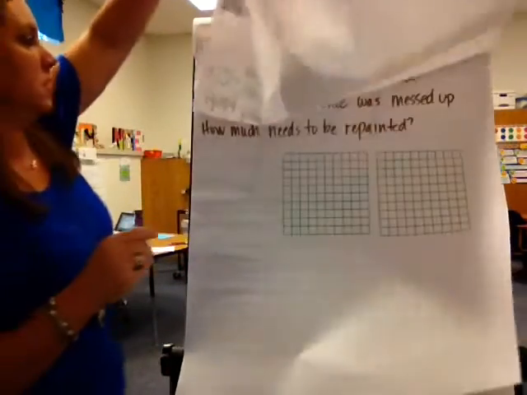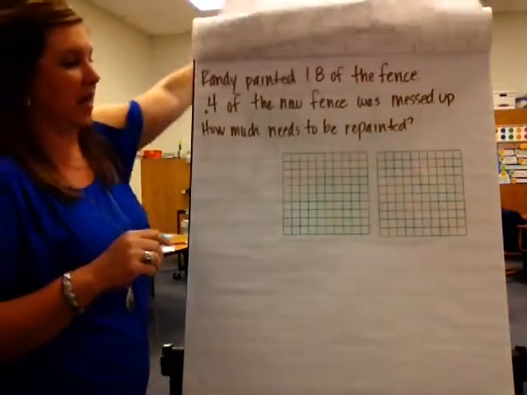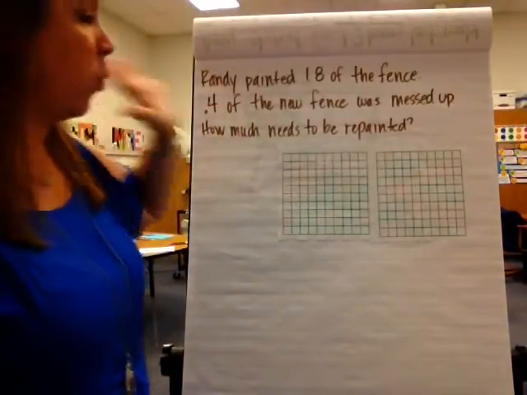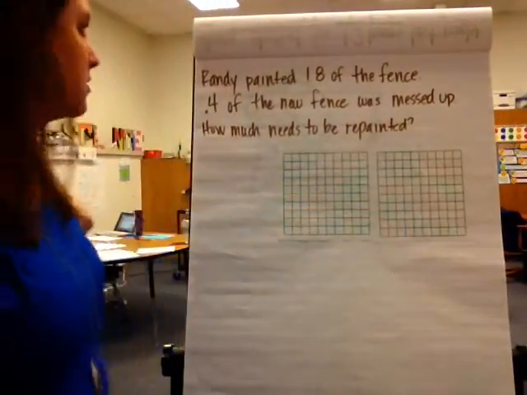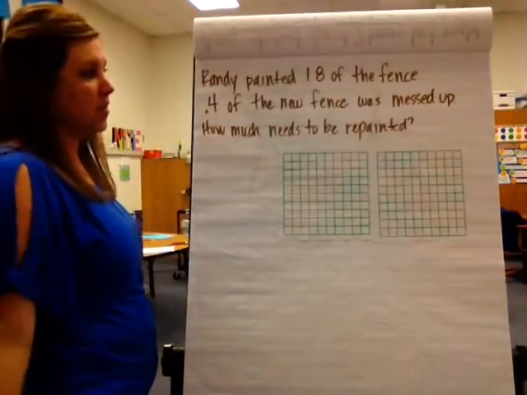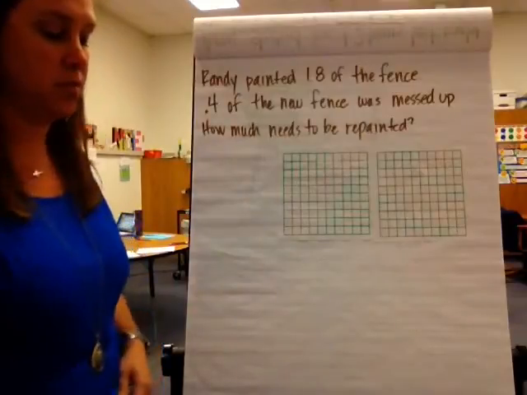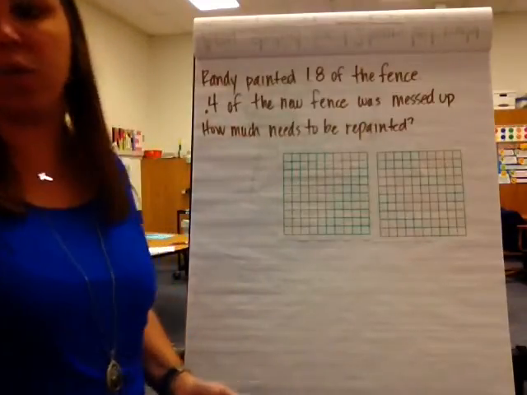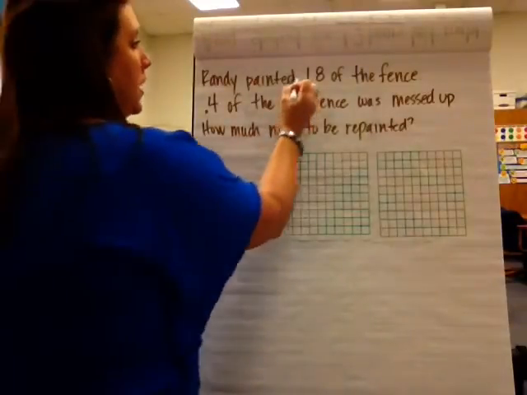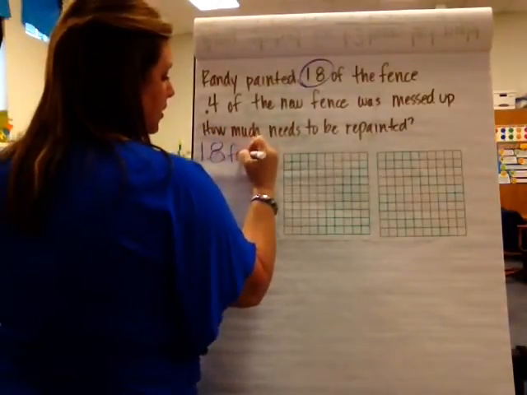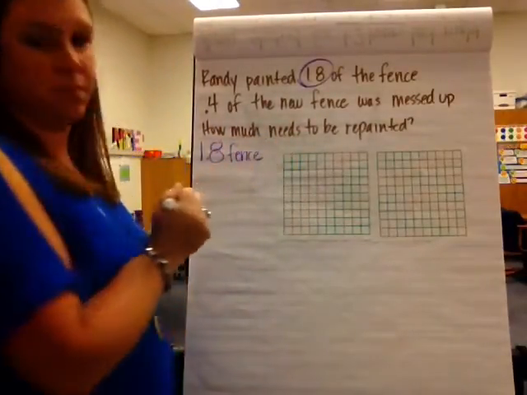All right, last one. I'm going to be real quick about writing, because I don't want to write a whole lot. So Randy painted 1 8/10 of a fence. 4/10 of it, the new fence, was messed up. How much does it need to be repainted because of the mess up? Okay, so let's talk about what we see in our story. 1 8/10 is the fence he painted.